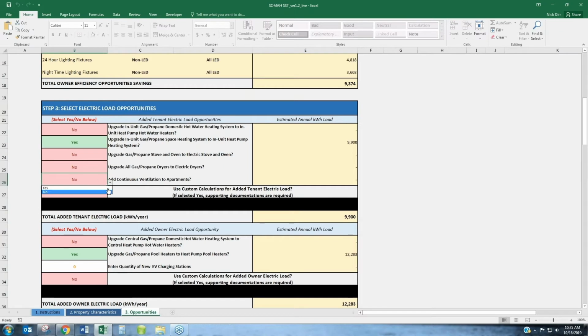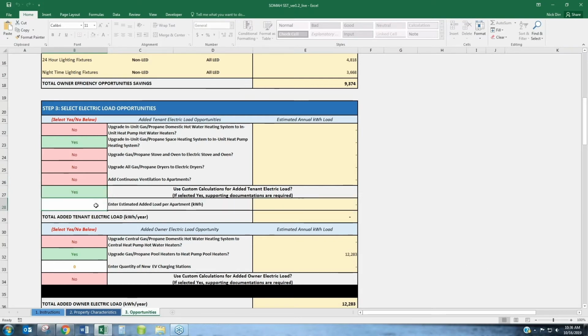And you can do the same thing for these other measures as well. If you would like, you can also provide a custom calculation for these load addition opportunities. Again, the tool is using deemed calculations, and we're hopeful it's useful for the majority of projects, but if you want to do more nuanced calculations for what you think the load addition should be, you have the ability to do that. You would just select yes here.